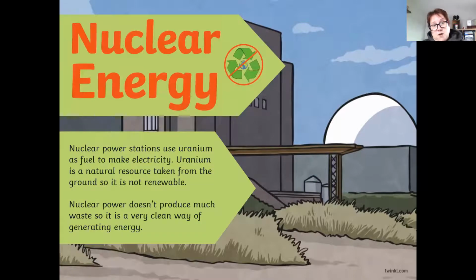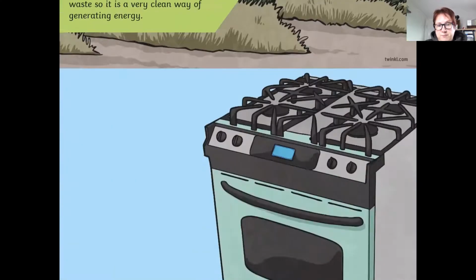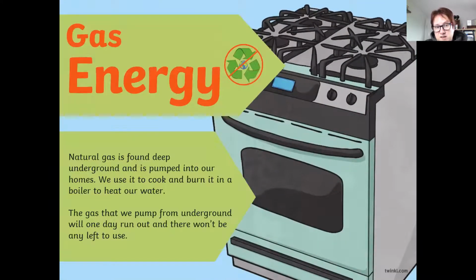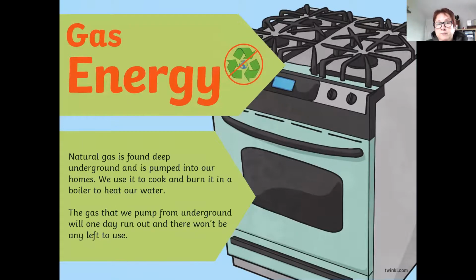Nuclear energy. Nuclear power stations use uranium as fuel to make electricity. Uranium is a natural resource taken from the ground, so it is not renewable. Once it's gone, it's gone. It doesn't produce much waste, so it's a very clean way of generating energy. Gas energy. Again, natural gas is found deep underground and is pumped into our homes. We use it to cook, burn in the boiler, and heat our water. Again, the gas will one day run out and there won't be any more to use.